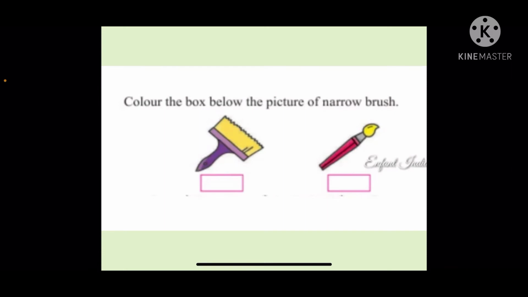Now color the box below the picture of narrow brush. Now the first brush is the broad one and the second brush is a narrow brush. So we have to color the box of narrow brush. So we will color the box below the narrow brush.